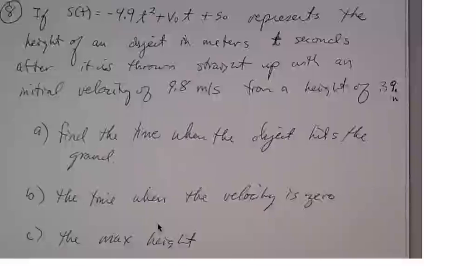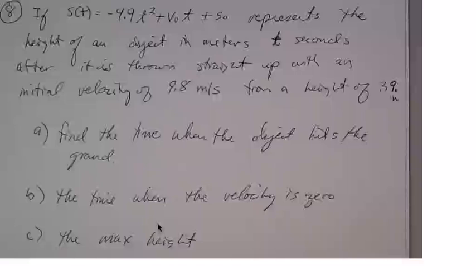Problem number 8 on our Unit 4 study guide on differentiation is our first projectile motion problem. We're told we have the function s of t that represents the height of an object thrown straight up. The object was thrown with an initial velocity of 9.8 meters per second from a height of 39 meters.